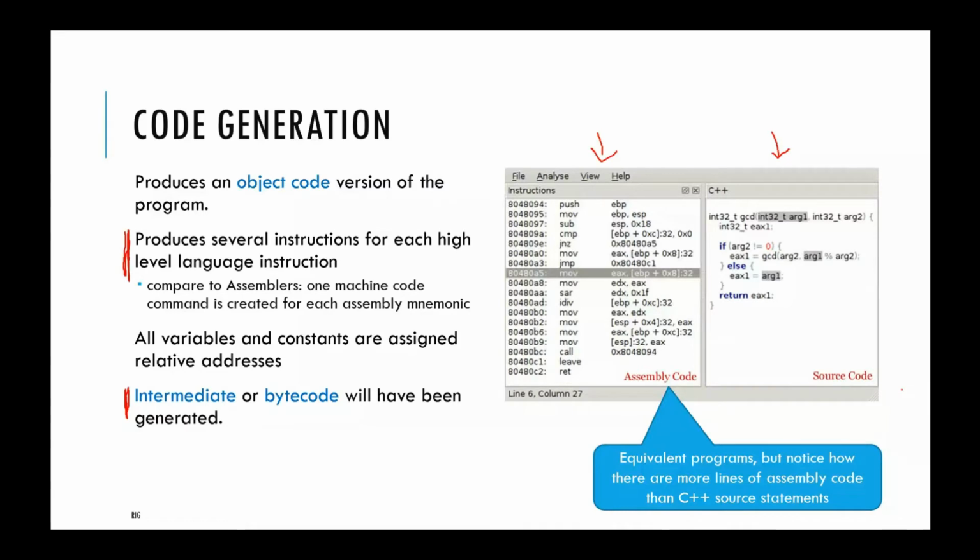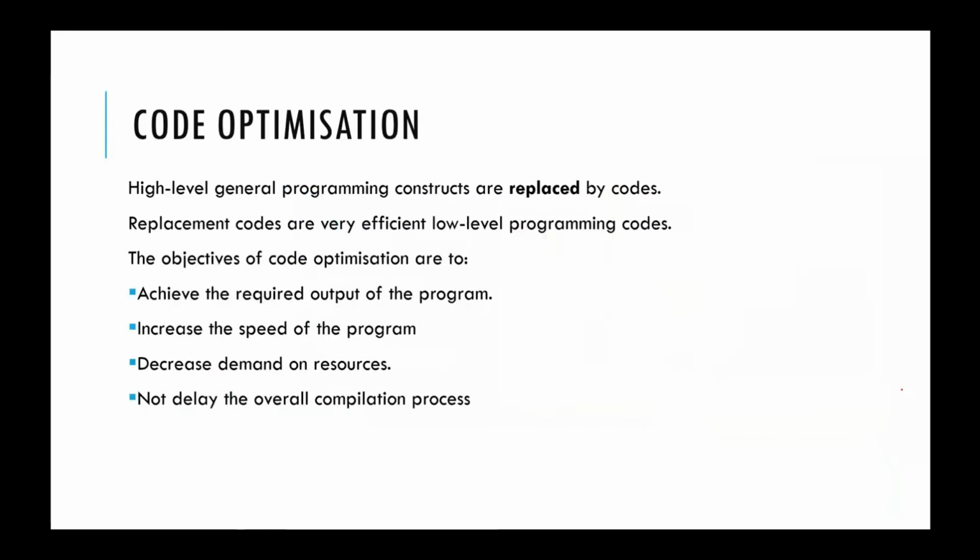Now, once you've generated your machine code, you do have a program that can run, but we often optimize it. And I'll be honest, most compilers will optimize. So as it says here, the idea is that we want super efficient code.